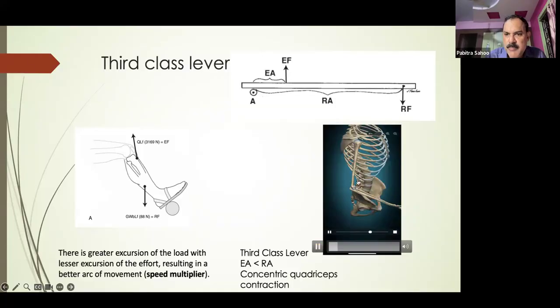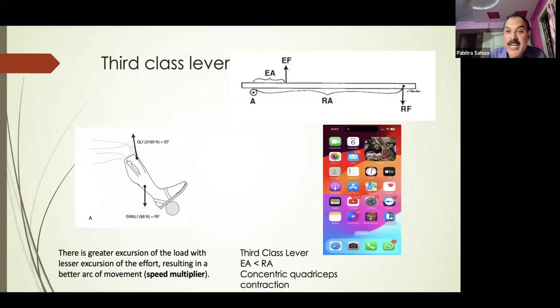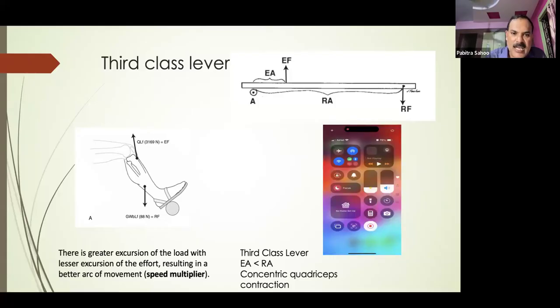The biceps tendon is attached to the radial tuberosity, and this is the fulcrum of the elbow joint. So the effort arm is so small, whereas the resistance arm is so long. So this is a third class lever, but this is a speed multiplier, whereas the second class lever is a power multiplier. This is a speed multiplier, because with small movements at the joint, the whole limb is moving with a larger torque.